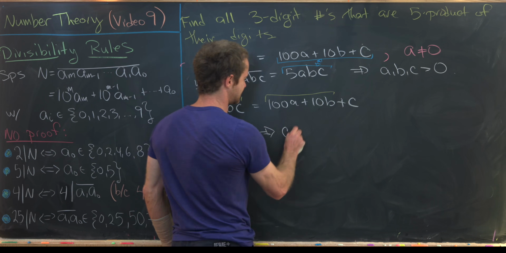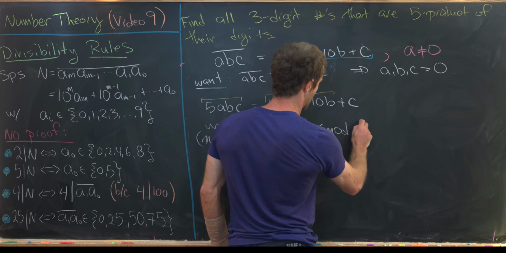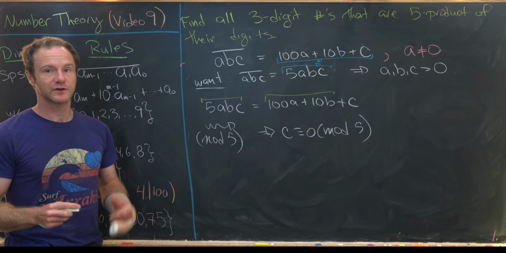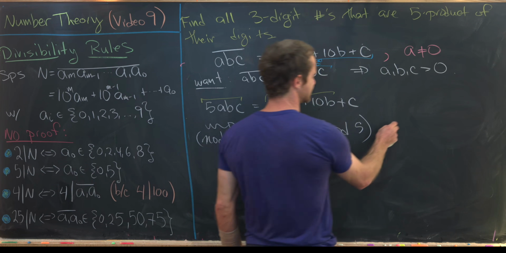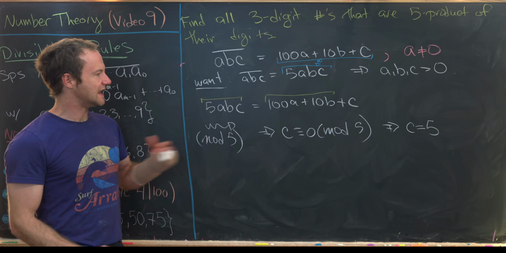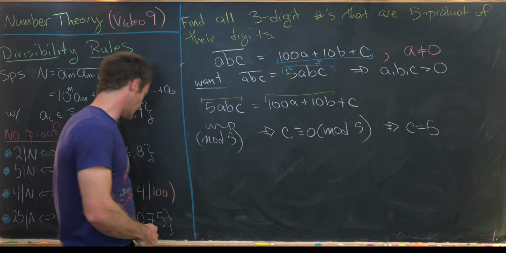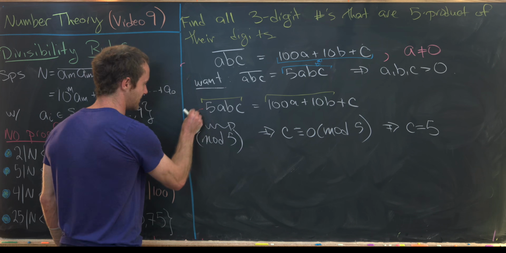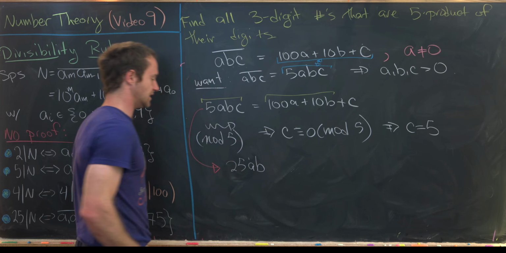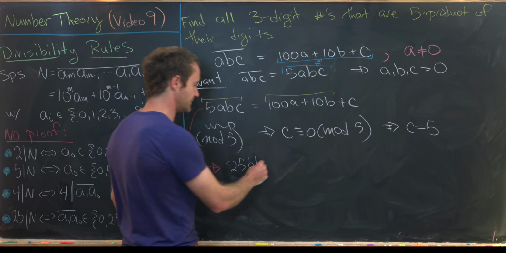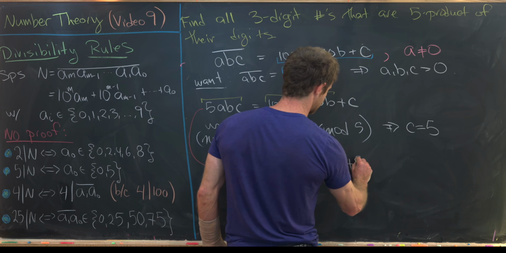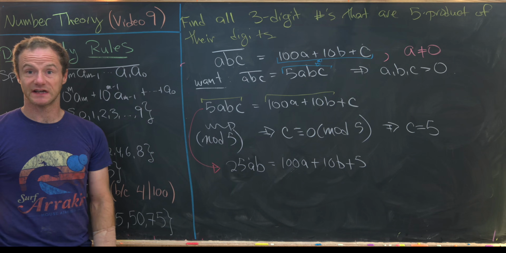So that tells us that C is congruent to 0 mod 5. But recall, C is between 1 and 9. The only thing between 1 and 9 that is 0 mod 5 is 5. So now we have C is equal to 5. And now we'll roll that right back into our original equation, right back into this equation right here. So we have 25AB, because remember, C was equal to 5, is equal to 100A plus 10B plus 5. Now we can divide both sides by 5.